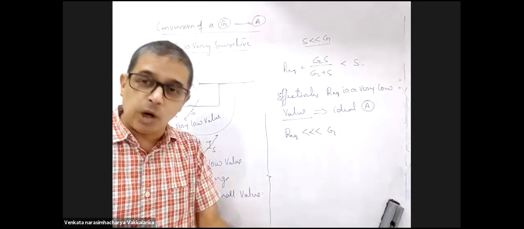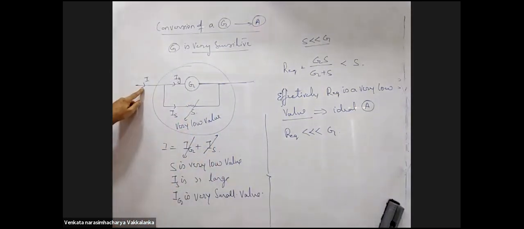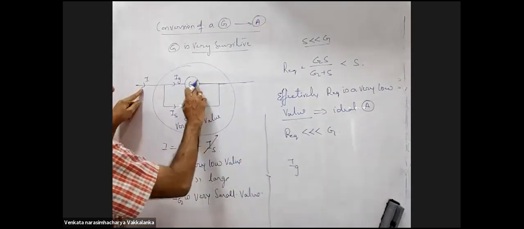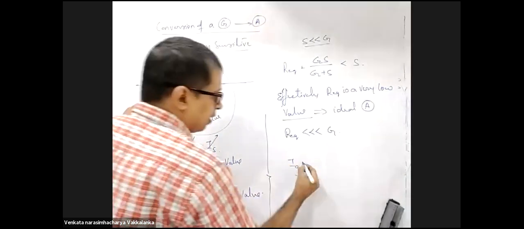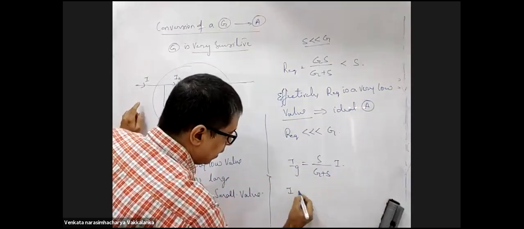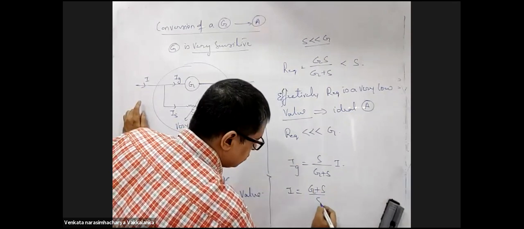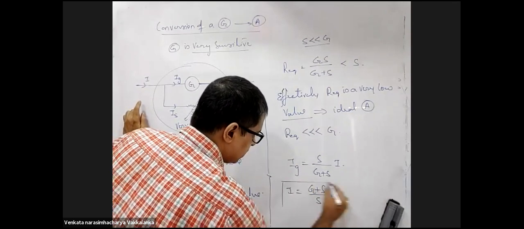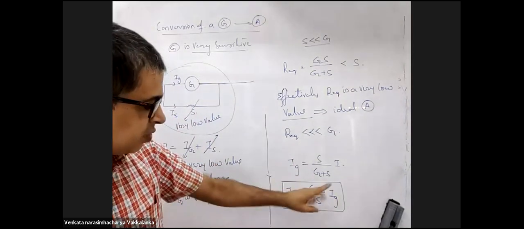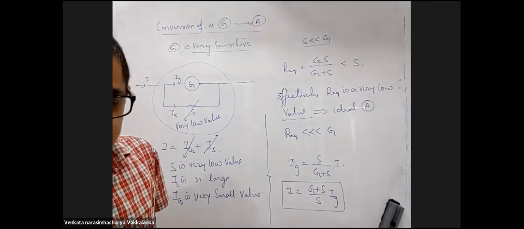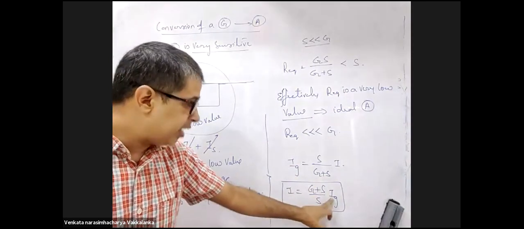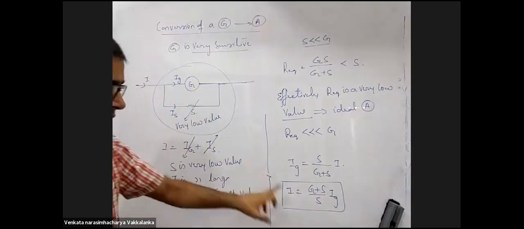Now effectively the job should be done. I should measure the current I. How do I measure the current I? My equipment can measure only IG. IG will be S divided by G plus S into I. I will be G plus S by S into IG. You wanted to measure this current? IG is measured by your galvanometer.